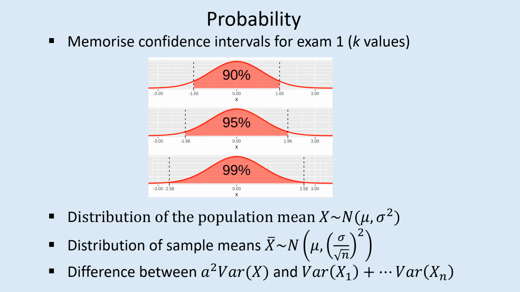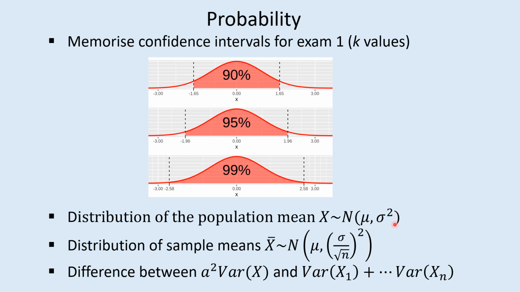Hi guys. Firstly, I just want to give you some tips on probability. For exam 1, you should memorize the Z values of the three confidence intervals. For the 90% confidence interval, the Z value is 1.65. For the 95%, it is 1.96. For the 99%, it is 2.58. In exam 1, you might be required to know these Z values. On exam 2, you can always use CAS to work these out.